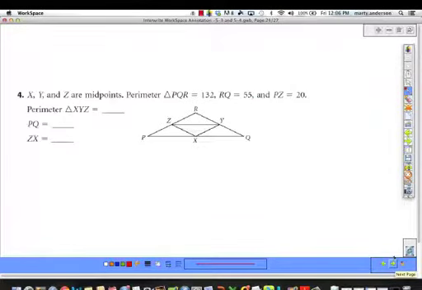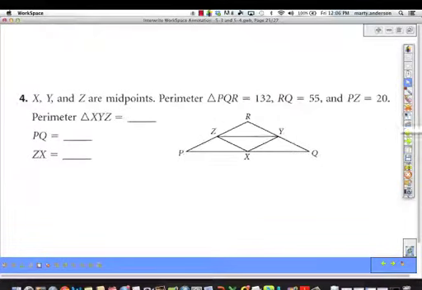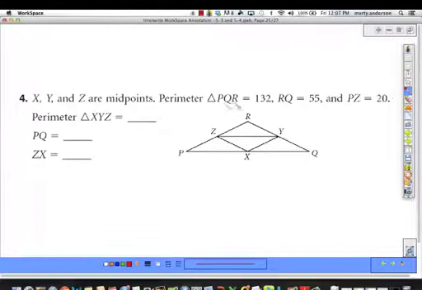Let's take a look at this guy right here. Let me see if I can make this one a little bit bigger so we can see what's going on. I know this one's real small on your sheet. It says the perimeter of the whole thing, PQR, is 132. It says that right there.